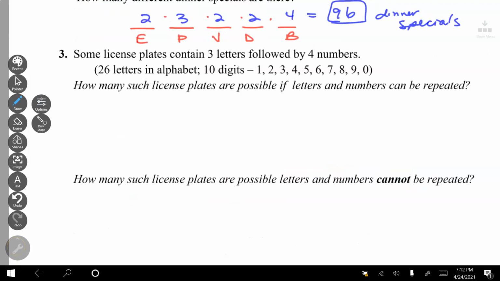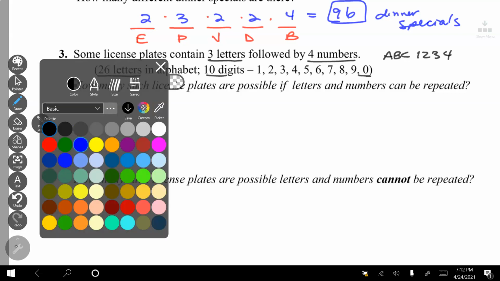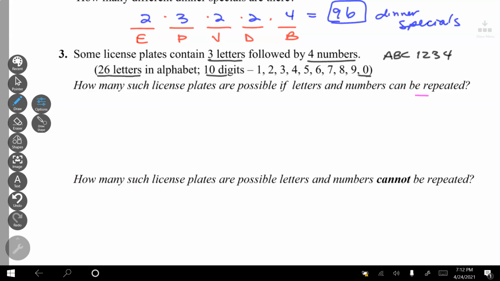So some license plates, like the state of Ohio, are 3 letters followed by 4 numbers, such as A, B, C, 1, 2, 3, 4. And I have to use 26 letters in the alphabet for the letters and 10 digits. 0 through 9, which is 10 digits. Don't forget the 0. What happens if I'm allowed to repeat things, such as getting AAA 1111?